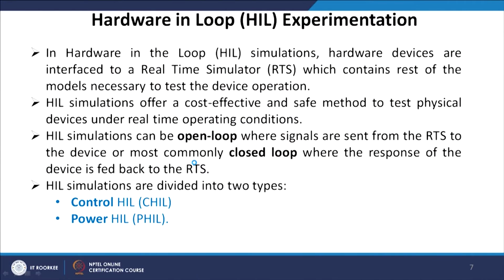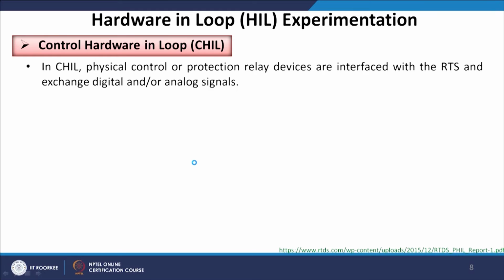Now, there are two types of HIL. One is known as control hardware in loop and the other one is known as power hardware in loop. CHIL, control hardware in loop simulation, PHIL, power hardware in loop simulation. In case of CHIL, physical control or protection relay devices are interfaced with the RTS and exchange digital and or analog signals. So, signals are exchanged, but no power.